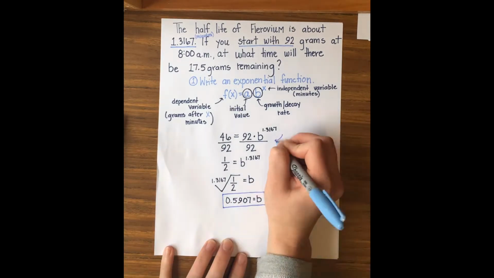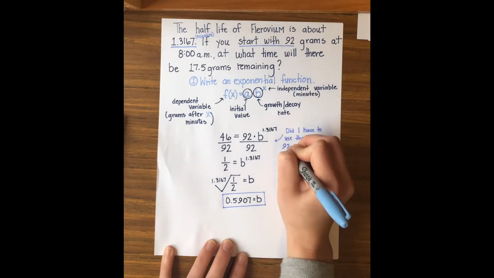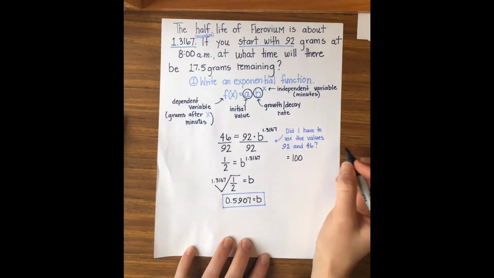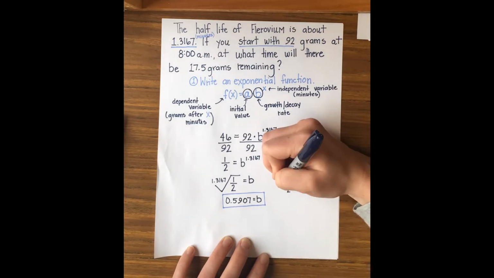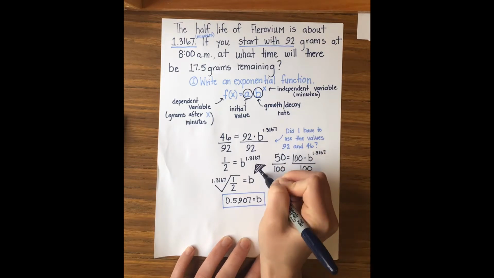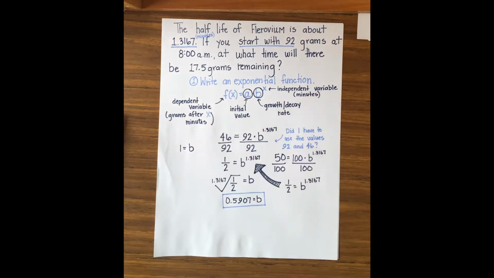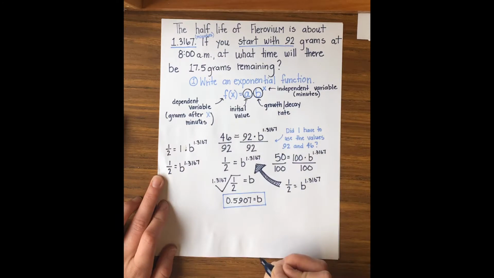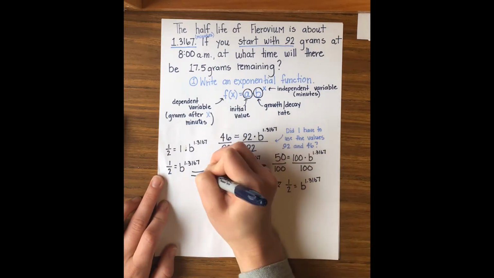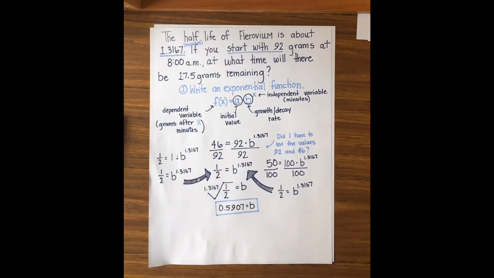Because this problem has to do with half-life, we could actually pick a variety of different starting values. The key here is that your output after 1.3167 minutes has to be half of your starting value. So it doesn't matter if we use 100 as our starting value and 50 as our ending, or even 1 and 1/2. All of these examples will reduce to the same equation, which will give us the same b value. Now that we have an exponential function to model our scenario, we can use this to answer a variety of questions.